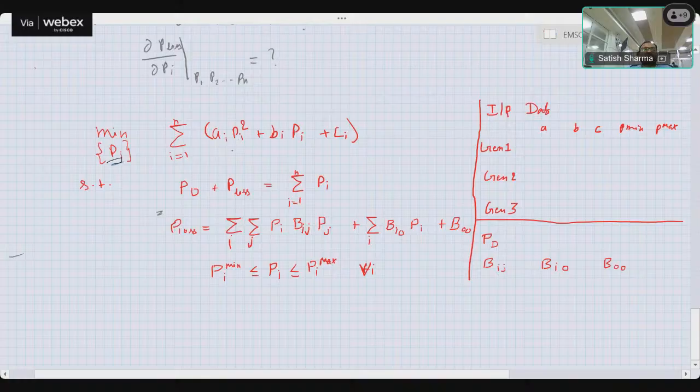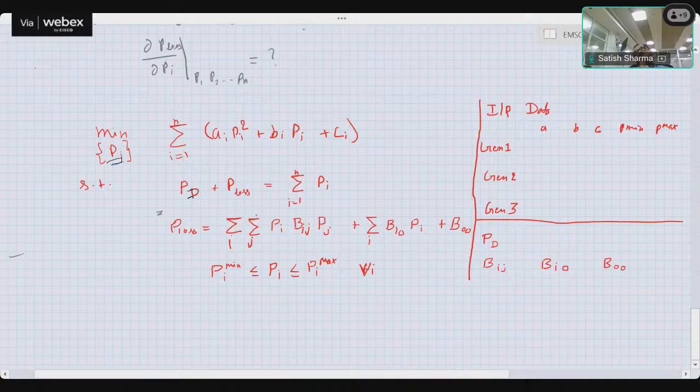So today morning we discussed that C(Pi) is a function, so I have expanded it as A P square plus B P plus C, and then subject to the power demand plus losses equals summation over Pi. This is the power balance equation. Then this loss function is defined here. So this is the standard loss function.